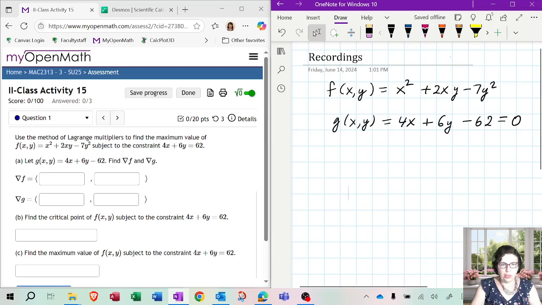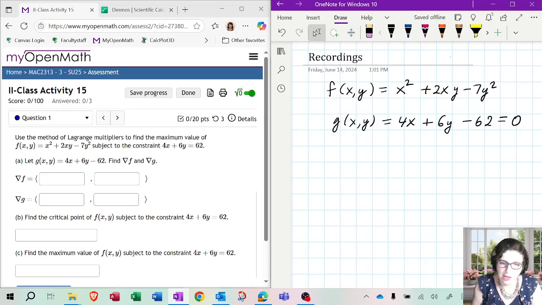Okay, guys, so let's go ahead and take a look at the method of Lagrange multipliers. Specifically, we're trying to find the maximum value of x squared plus 2xy minus 7y squared, and it has to be subject to the constraint 4x plus 6y minus 62 equals 0.